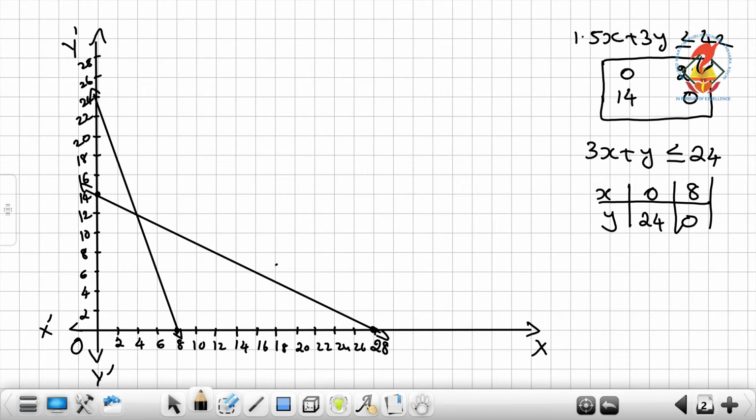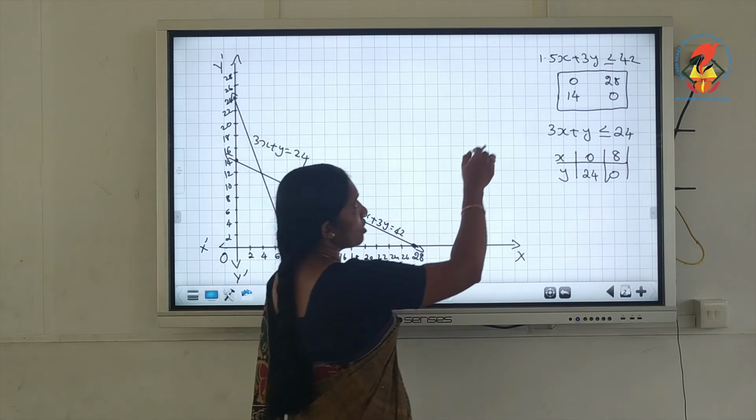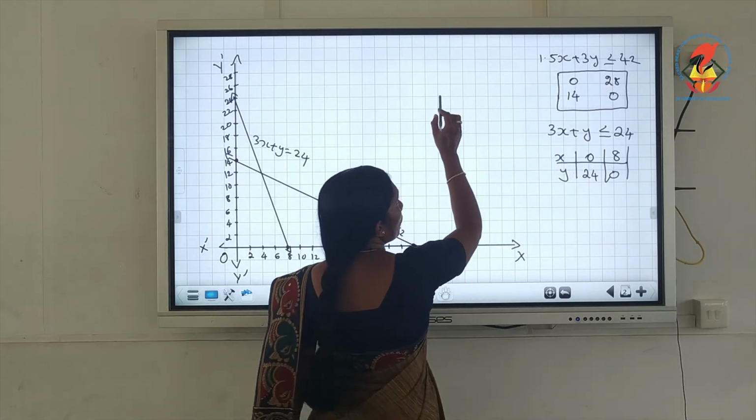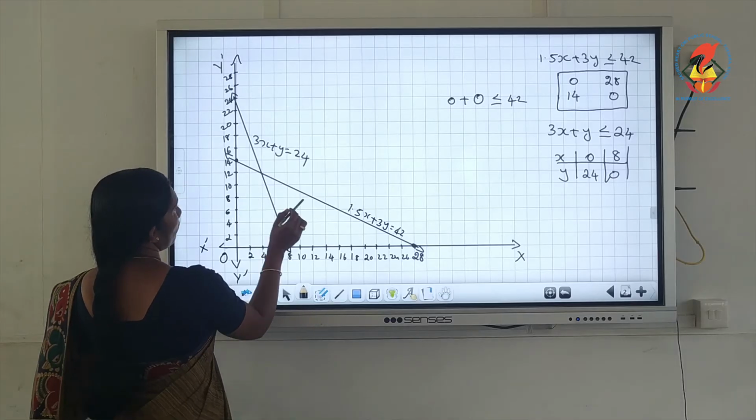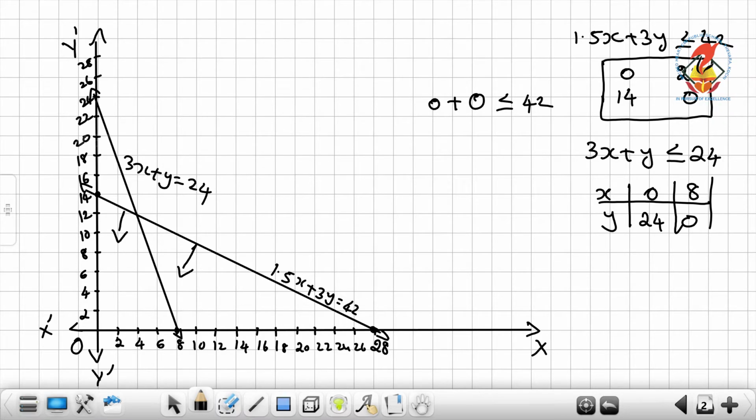You have to write the equation 1.5x plus 3y is equal to 42. The other one is 3x plus y is equal to 24. Then we have to shade. The first one is less than or equal to. So substitute 0, the origin, here. 1.5 into 0 is 0. 0 plus 3 into 0, 0 less than or equal to 42. Is the statement correct? So you have to shade towards the origin. So the first line, towards the origin.